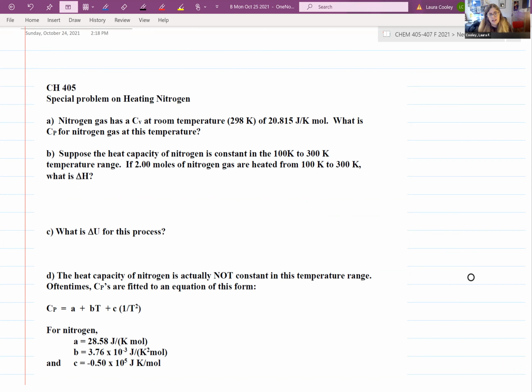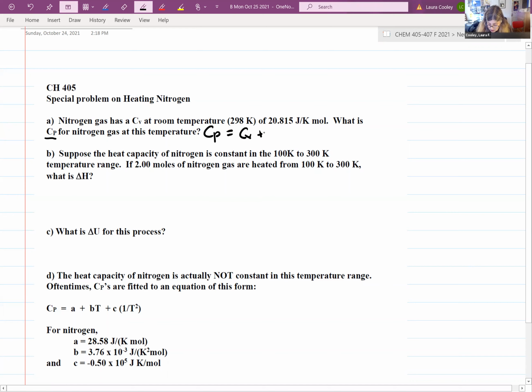Nitrogen has CV of 20.815 joules per mole Kelvin. So what would CP be? This is a very simple CP equals CV plus R. So it's 20.815 plus 8.314, or 29.129 joules per mole Kelvin. So that's all that is about.